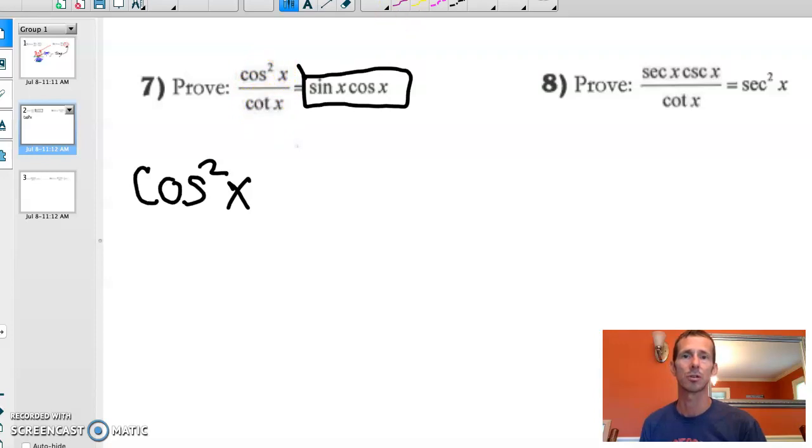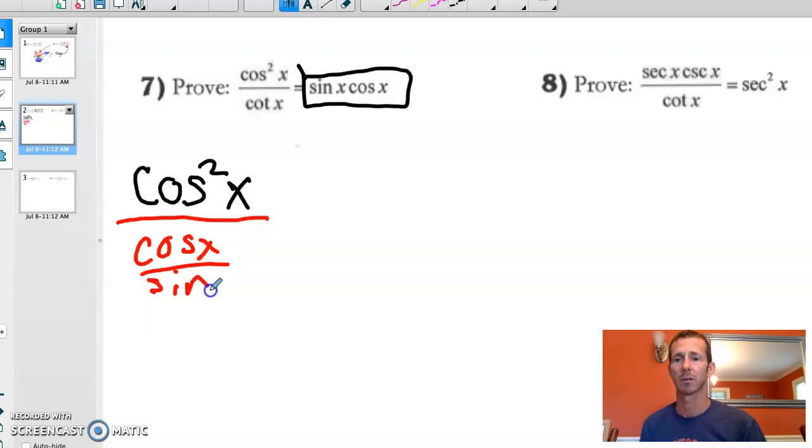Cotangent, I can change. Cotangent is 1 over tangent, but we want it in terms of sine and cosine. So cotangent is cosine x over sine x. Sorry for the really bad S there. And again, just using regular division by fractions, it's cosine squared divided by this fraction, so I can turn that into multiply by the reciprocal. The reciprocal of cosine x over sine x is going to be sine x on top, cosine x on bottom.